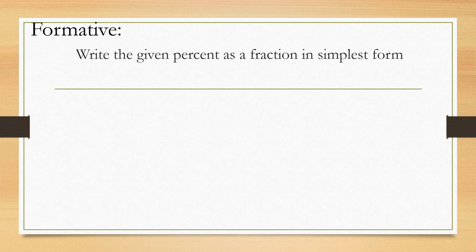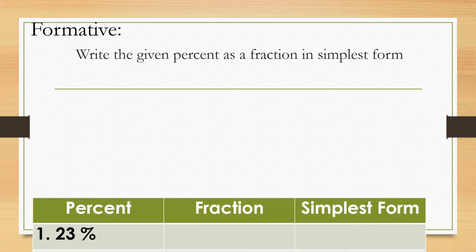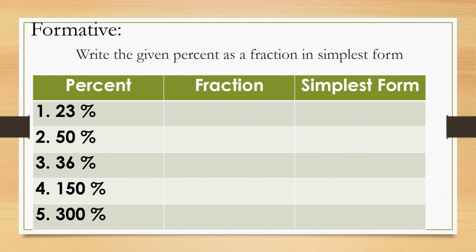So, for your formative test, write the given percent as a fraction in simplest form. So, itong mga given percent, gagawin nyo lang fraction. Then, sa kabilang column, write it in simplest form or in lowest term. So, ilo-lowest term nyo lang ang inyong fraction. Paano ba tayo ilo-lowest term? So, we divide it by the GCF. Or, i-divide natin sila doon sa number na makakapag-divide sa kanila pareho ng eksakto.